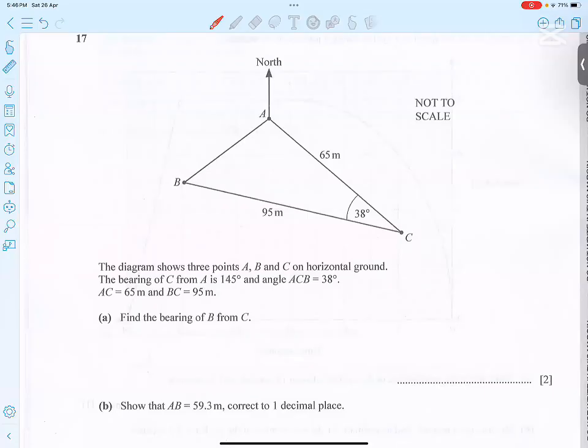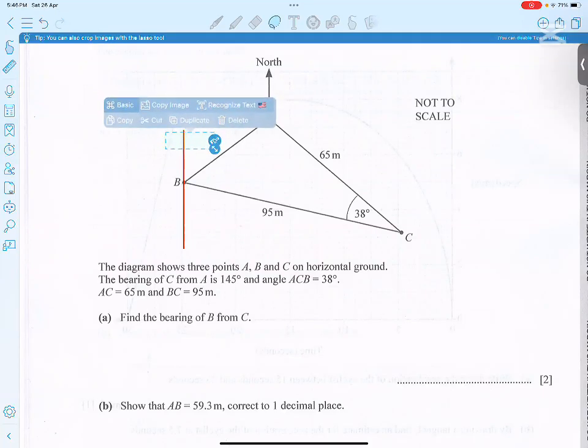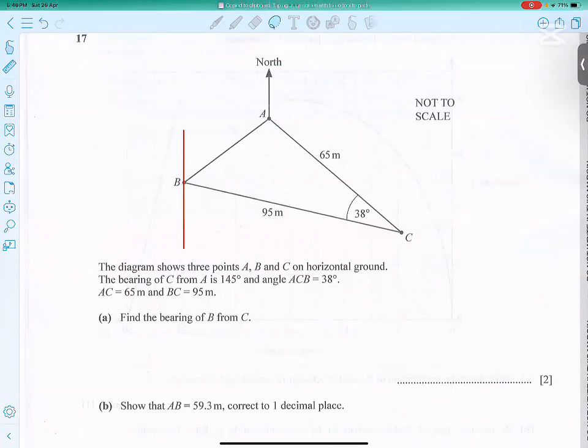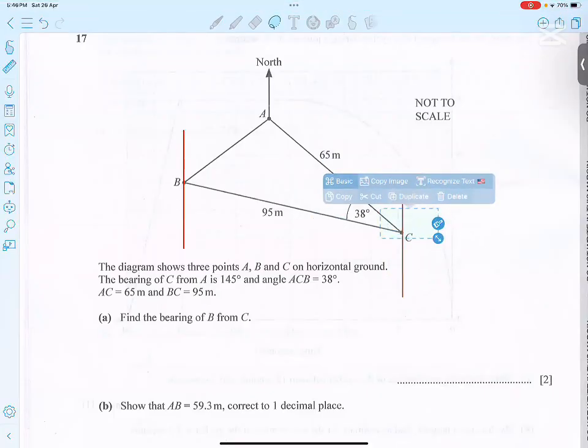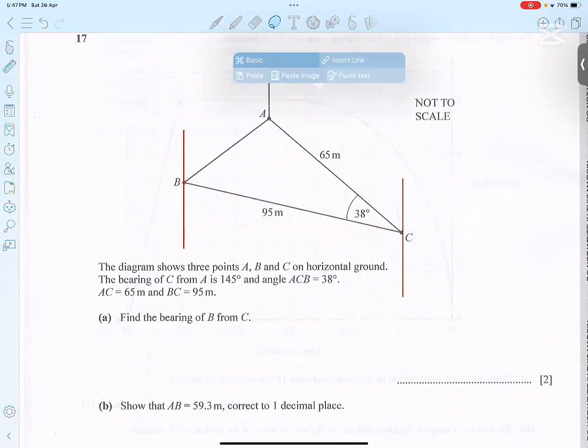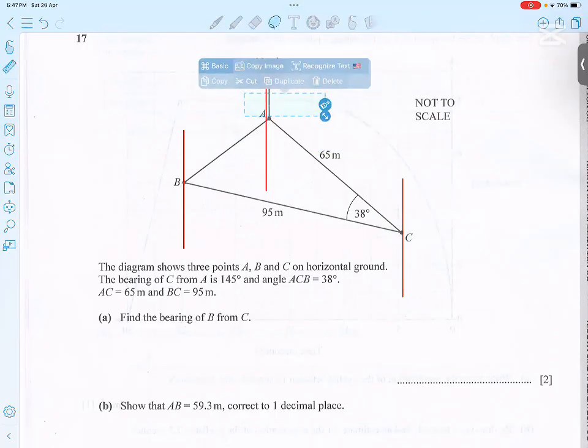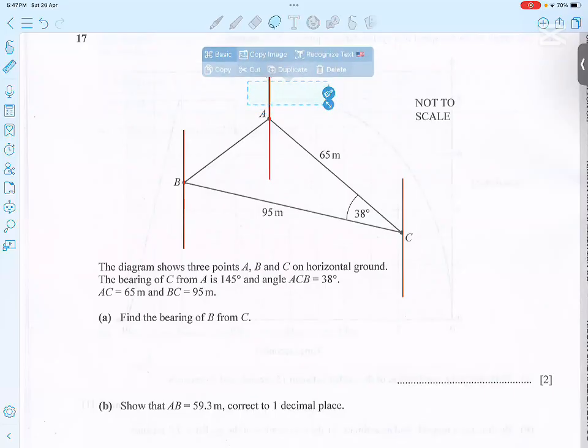Question number 17. Whenever a bearing kind of question comes, students, the best technique you have is to make a north mark like this. And make it here also. And here as well. Done. Okay. And after this, read the statement.